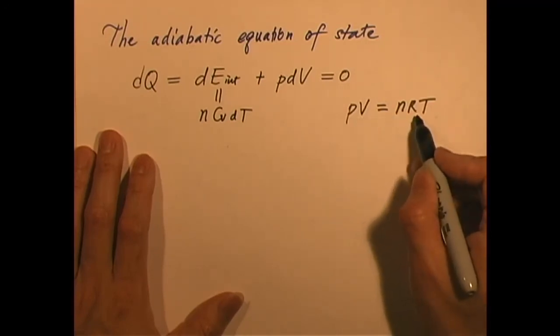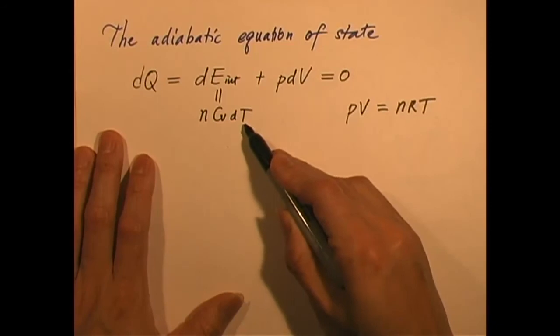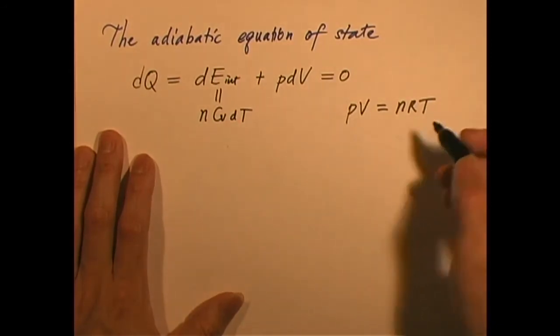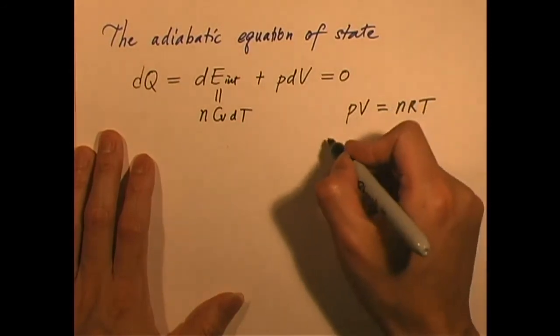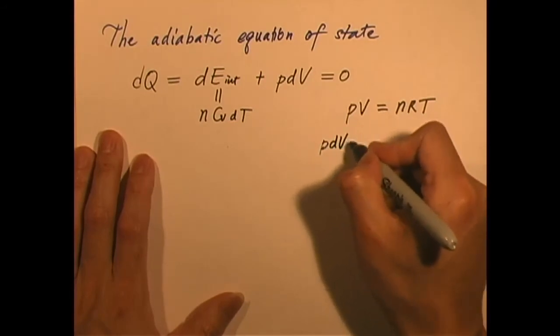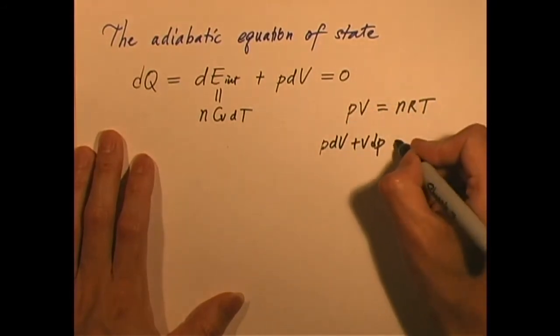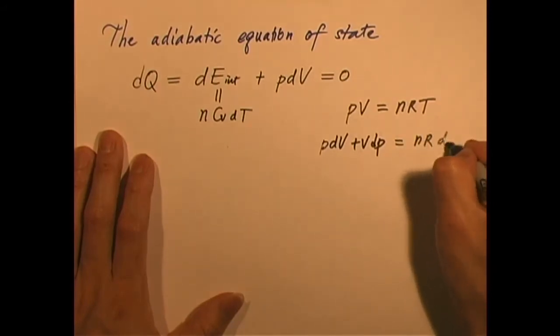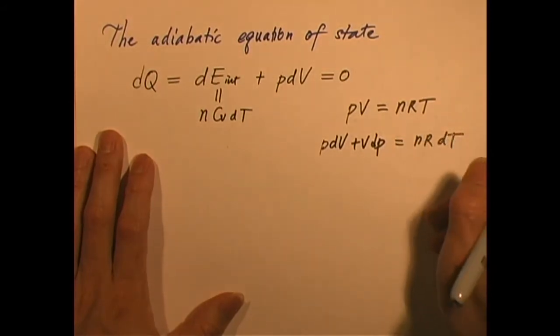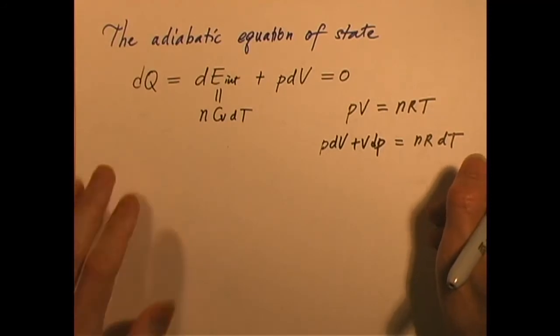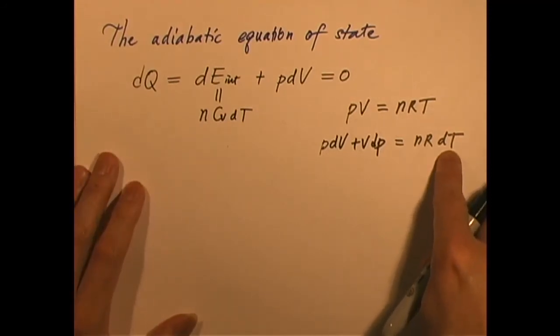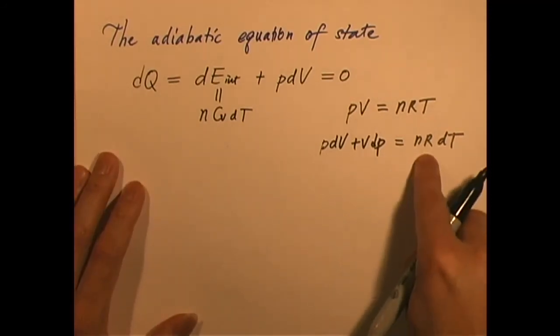PV equals nRT. I want dT, right? So therefore, let me differentiate both sides. I have PdV plus VdP. Right? I'm differentiating d of PV. What is that equal to? That's nR dT. Okay. So what really is dT? dT is (PdV plus VdP) divided by nR.